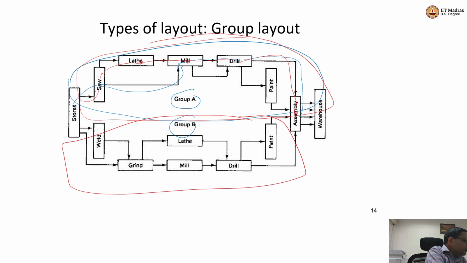Even further, there may be some products which start with the saw machine, then go to the milling machine, from milling machine to the drilling machine, from drilling machine to the paint shop, and then assembly. So here there is some flexibility. Each product can choose its own path, but those paths are still not as varied as they were in the process layout. But there is definitely more flexibility for the product, much more than the product layout. So that's why we were saying that group technology layout or cellular layout is somewhere between product layout and process layout.